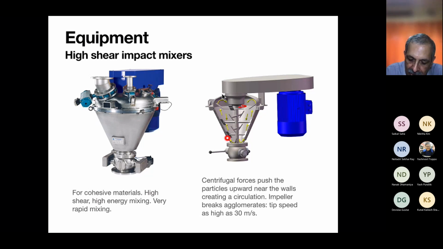And the reason for the conical shape is that, when you rotate things, there's a centrifugal force that's generated, and because this is at an angle, that pushes the particle upwards. So there's a natural movement upwards because of the centrifugal force, and then it comes down. And then since these impellers are rotating fast, they will break any agglomerates that form, and the tip speed could be as much as 30 meters a second. So very, very fast rotating things.